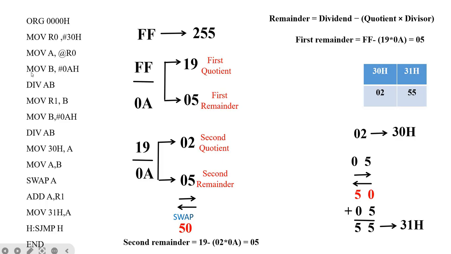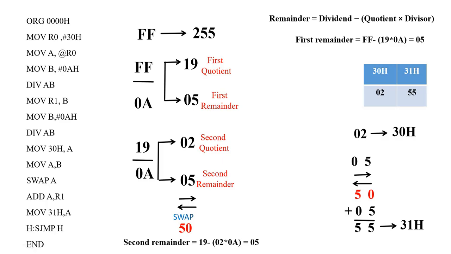So what we'll do, we will write the next instruction, MOV B, #0Ah. That is, we are moving 0Ah to B. Next we have to perform the division operation, that is DIV AB. So after division, 19 will be the first quotient, which will be in the accumulator, and the first remainder, that is 05, will be in the B register.